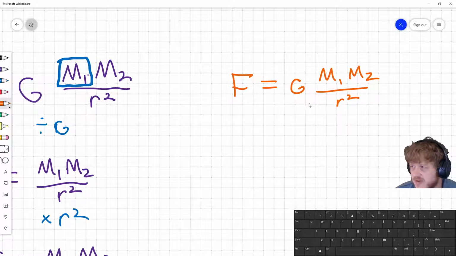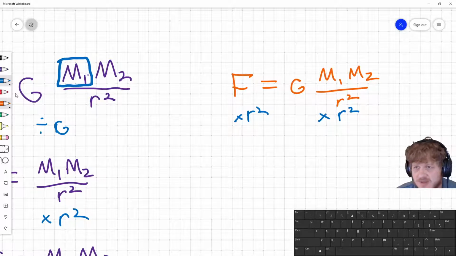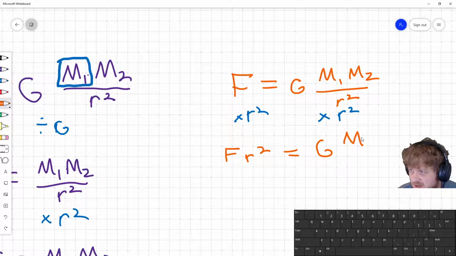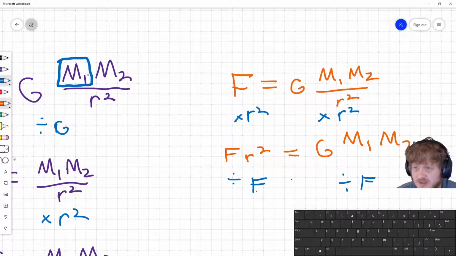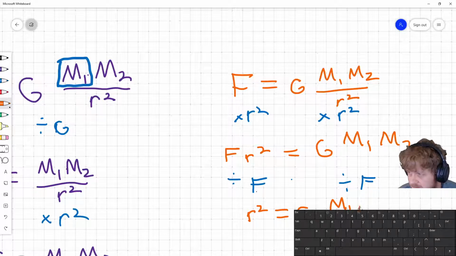And so what I'm going to do is multiply both sides by R squared again. And so that cancels it out on the right side, and so we're left with F R squared equals G M1 M2. And so those are all being multiplied. And now I'm going to do a quick division, divide both sides by F. And so now what we're left with is R squared equals G M1 M2 over F.